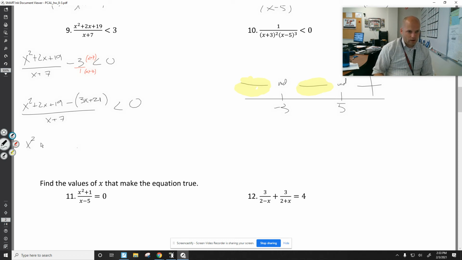Then I got x squared minus x. That's a minus 3x, and a minus 21 becomes minus 2. This is kind of just like what we saw. Factor, I get x minus 2, x plus 1 over x plus 7. So 2, negative 1, and negative 7.